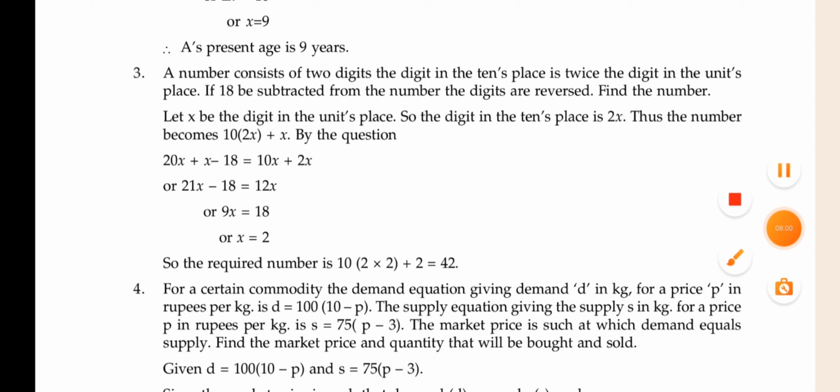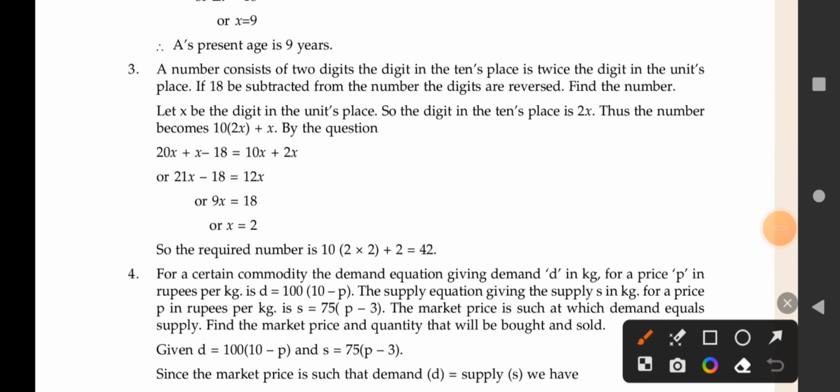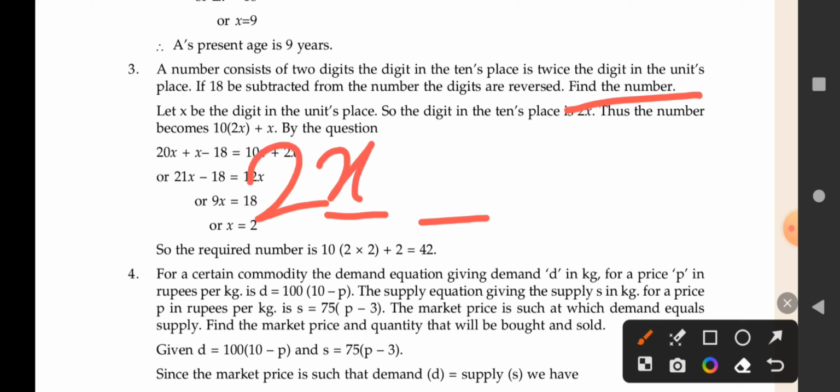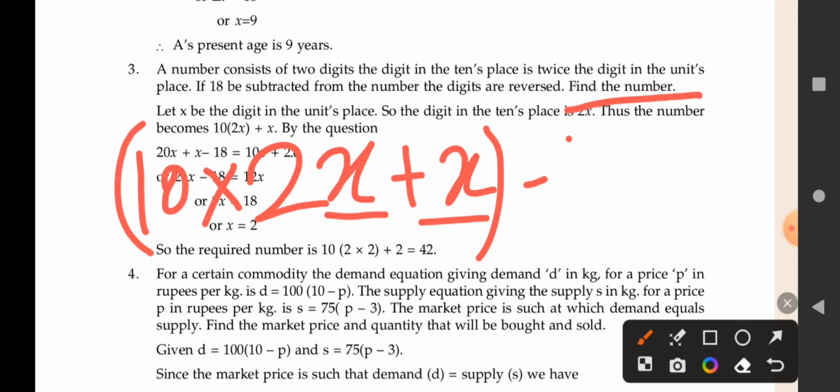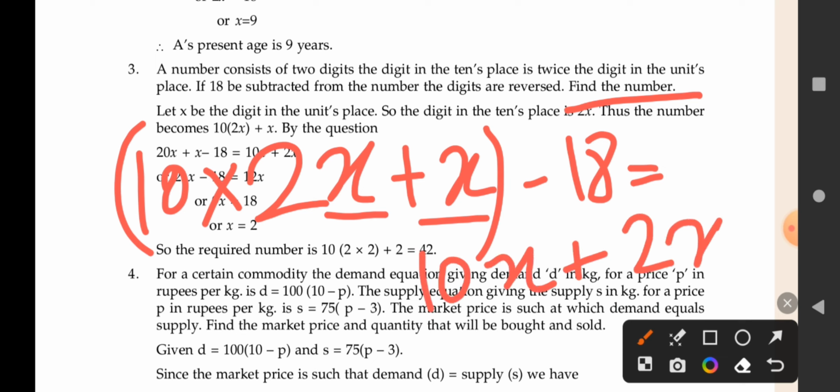Let's check the third illustration. A number consists of two digits. Again, you have to find the number. So there are two digits. The digit in the tens place is twice the digit in units place. Okay. So this is 2x and this is x. So if 18 be subtracted from the number, so 10 into 2x plus x whole minus 18, the digits get reversed. You get 10x plus 2x. Let's solve.